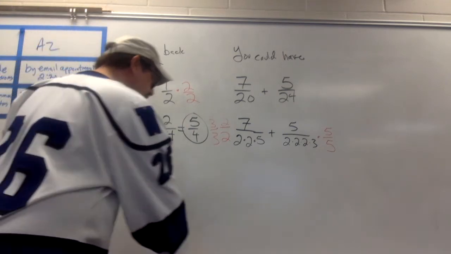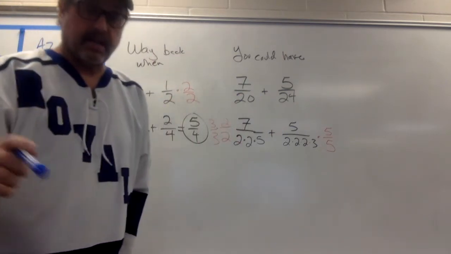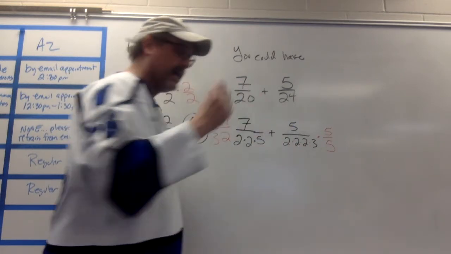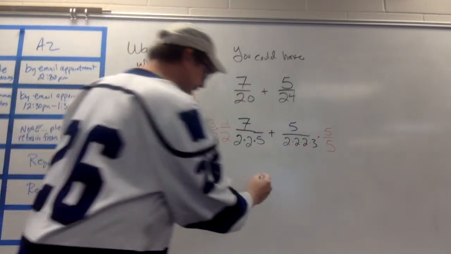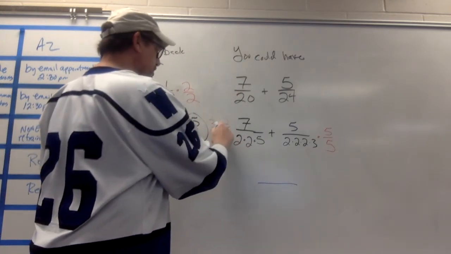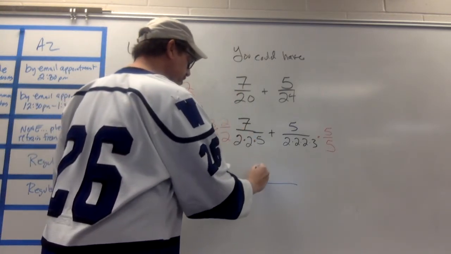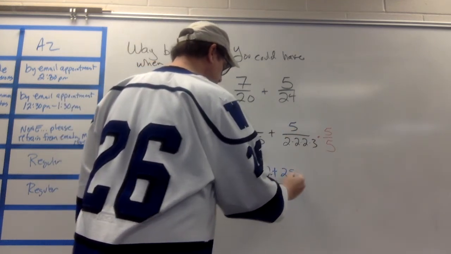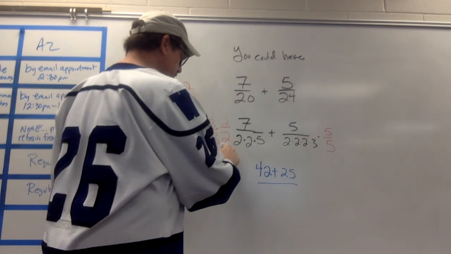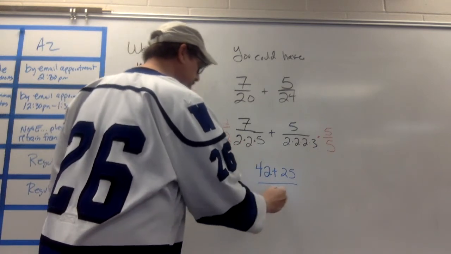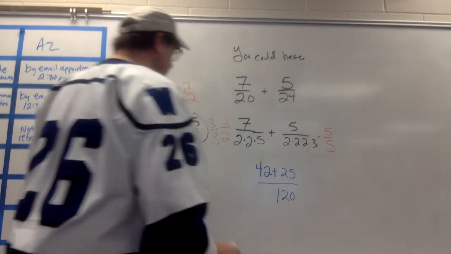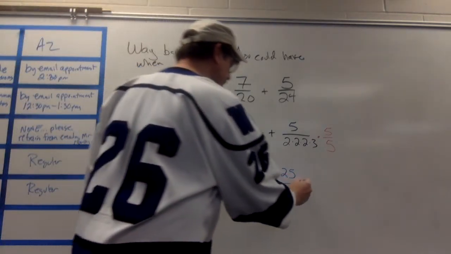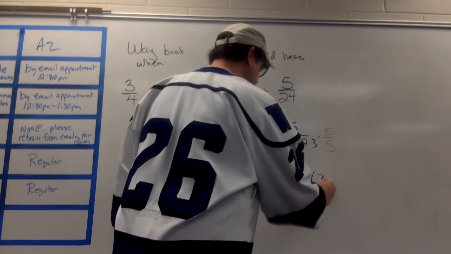All right. Are my denominators common? 2, 2, 2, 2, 2, 2. A 3, a 3, a 5. They are common. So now my numerator is 2 times 3 is 6. That's 42. Plus 5 times 5 is 25. The denominator is 2, 4, 8, 24, 120. I think I did that right. Let me double check real quick. 24. I think that's correct. And now we add the numerators.